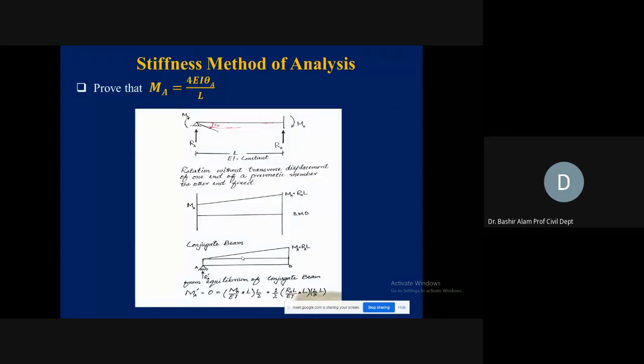Now, from where is this MA equal to 4 EI theta A by L coming? So let's prove this now so that you have the confidence. Prove that MA is equal to 4 EI theta A divided by L.